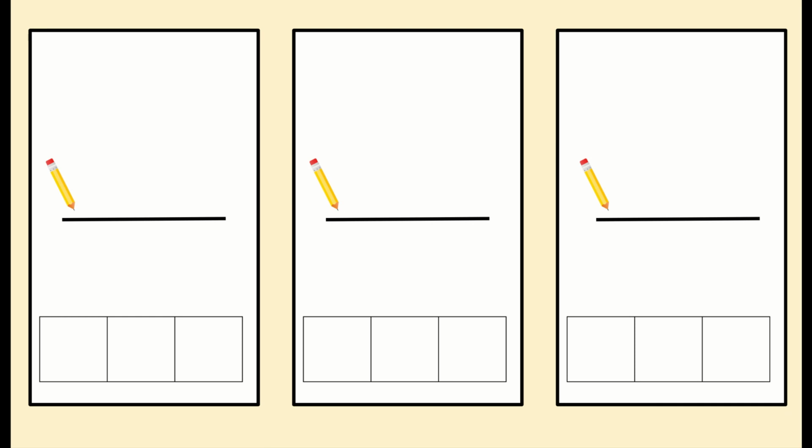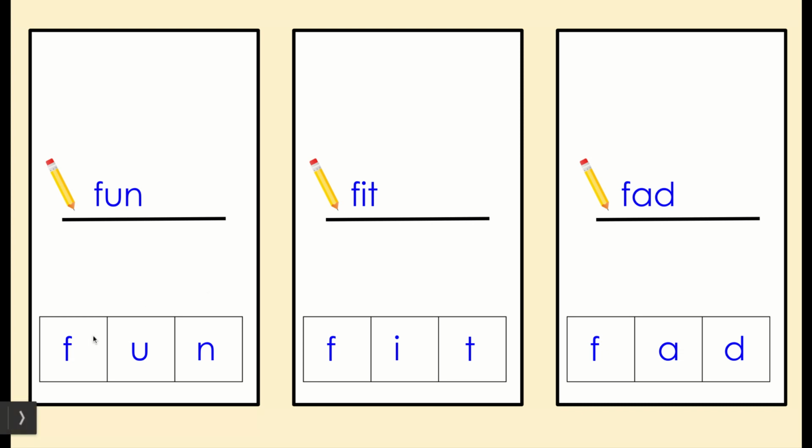Let's check to see how you did. The first word was fun. Fun. F-U-N. The second word was fit. Fit. F-I-T. And the last word was fad. Fad. F-A-D. Remember, with the letter D, the straight line is on the right side.